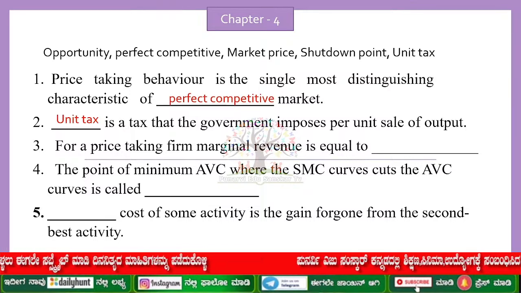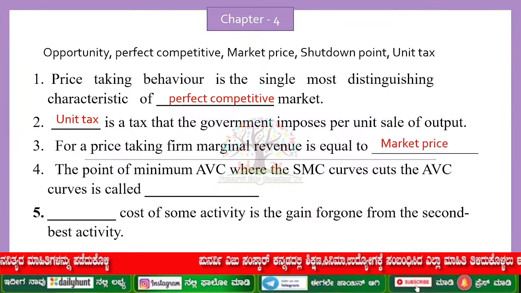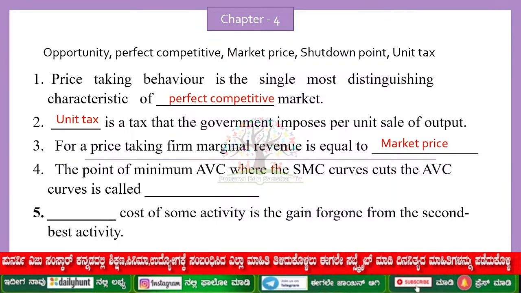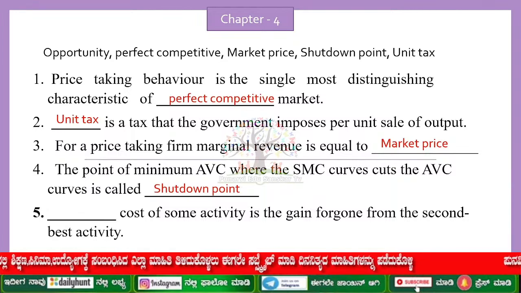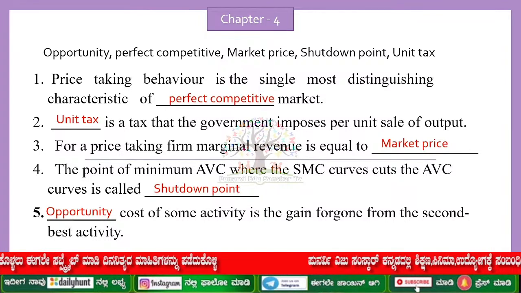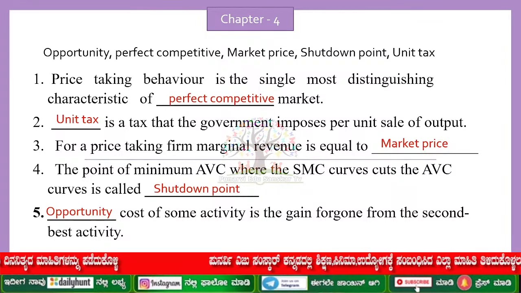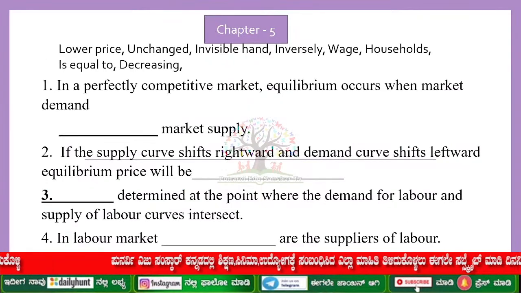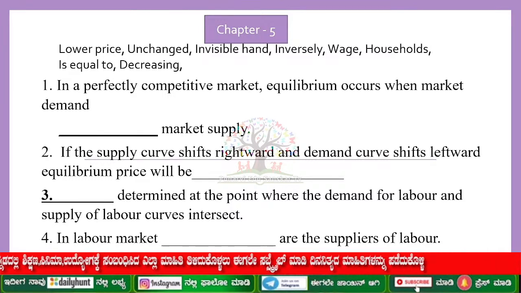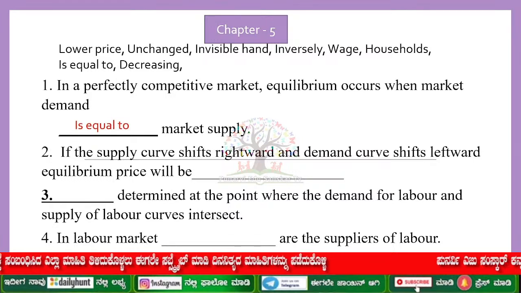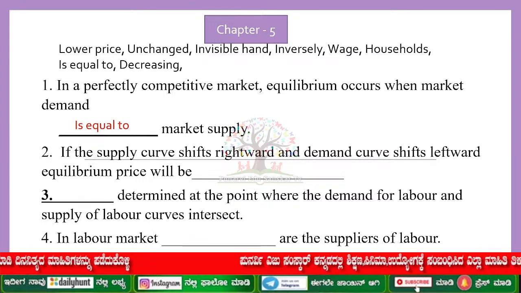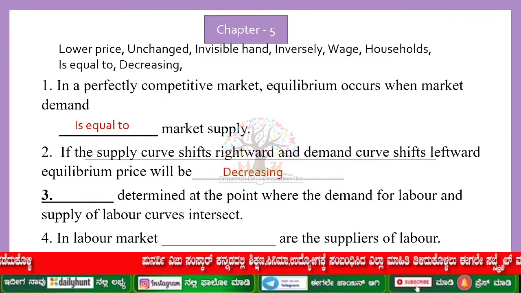For a price-taking firm, marginal revenue is equal to market price. The point of minimum AVC where the SMC curve cuts the AVC curve is called the shutdown point. Opportunity cost of some activity is the gain foregone from the second best activity. In a perfectly competitive market, equilibrium occurs when market demand is equal to market supply. If the supply curve shifts towards the right and the demand curve shifts leftward, the equilibrium price will decrease.